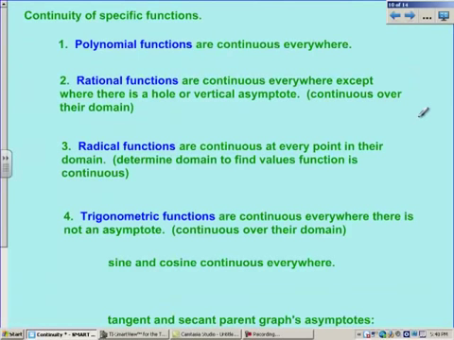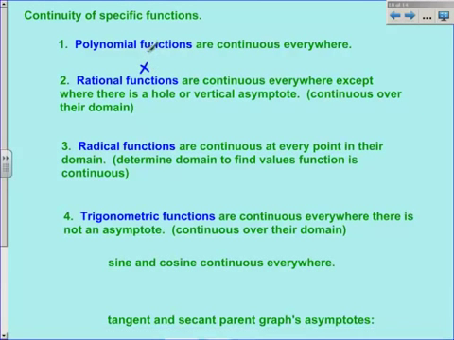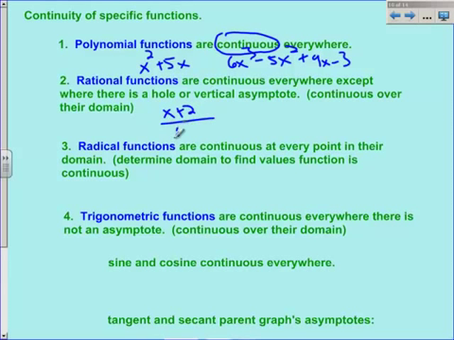Okay, so here's some things you need to know. Polynomial functions like x squared plus 5x or 6x cubed minus 5x squared plus 9x minus 3. Polynomials are always continuous everywhere. You don't have to check them at all. Rational functions, or fractions, are continuous everywhere except when the bottom is equal to 0. So you've got to check and see whether it's a hole or a vertical asymptote.